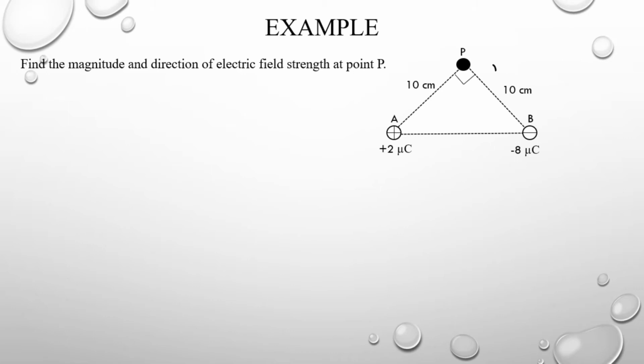Example for electric field strength. Find the magnitude and direction of electric field strength at point P. First, same as Coulomb's law, we need to label the direction of electric field first. We label the x and y axis, and then we label the electric field direction with E1 pointed away from positive charge and E2 pointed towards the negative charge. And then, since the E2 magnitude is greater, the resultant E will be somewhere below the x-axis, and then we label the angle theta.